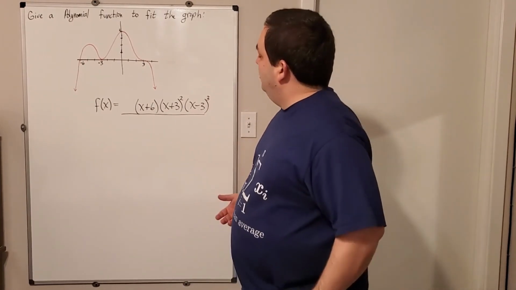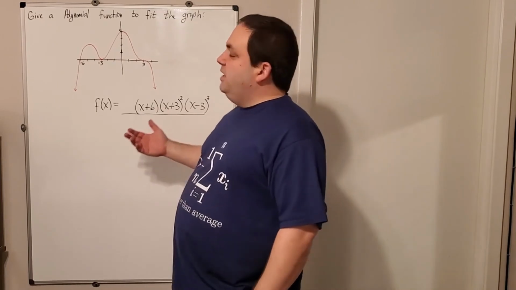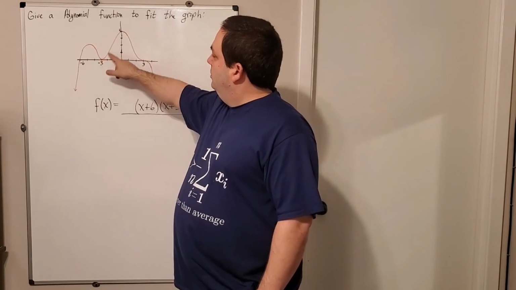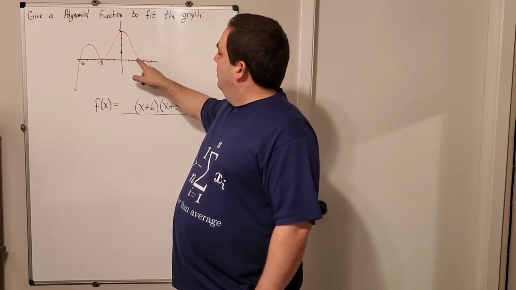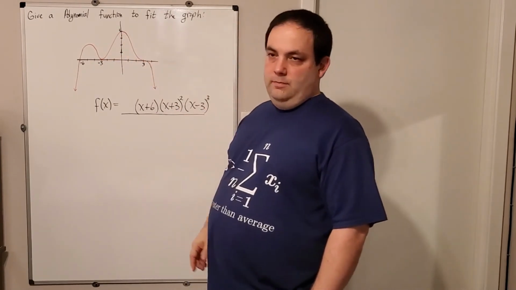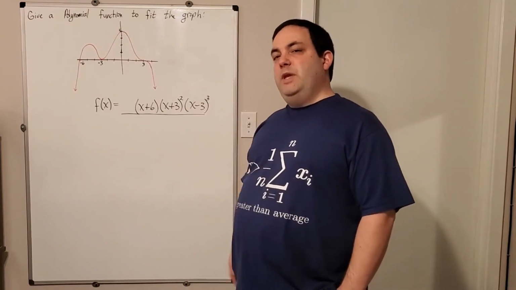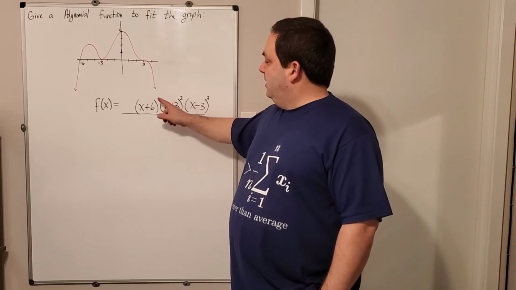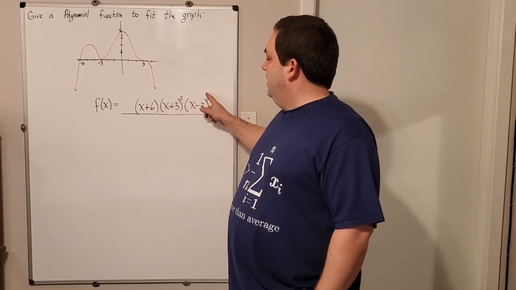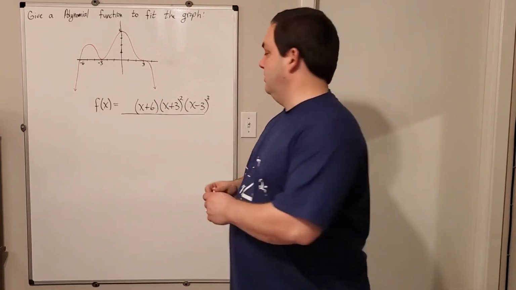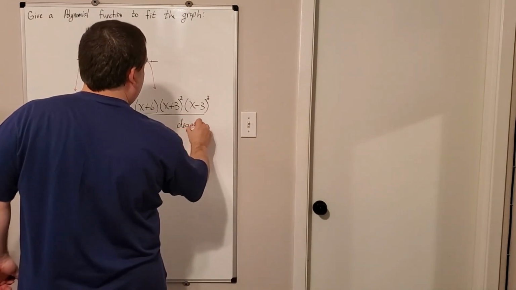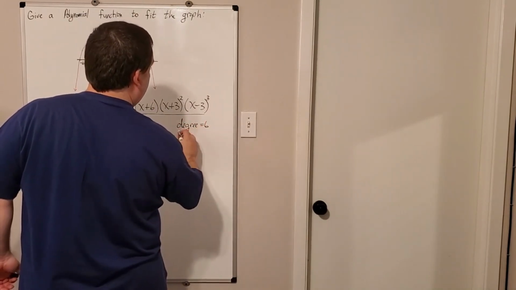All right, well, let's double check a couple of things. How many turns does the graph have? 1, 2, 3, 4, 5 turns, which means it would have to at least be a degree 6 polynomial. Well, add up the multiplicities. 1 plus 2 plus 3 does in fact equal 6. This is going to be a degree 6 polynomial.